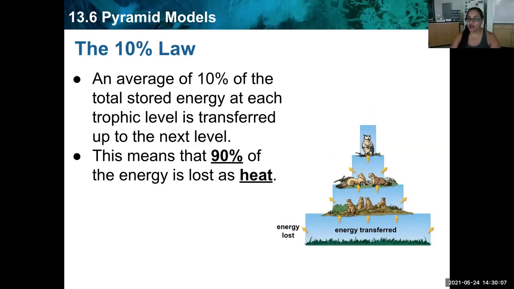The 10% law. An average of 10% of the total stored energy at each trophic level is transferred to the next level, which means that 90% is lost as heat. So we only get 10% of the energy that our food can potentially have. The rest of it gets lost as heat into the environment.